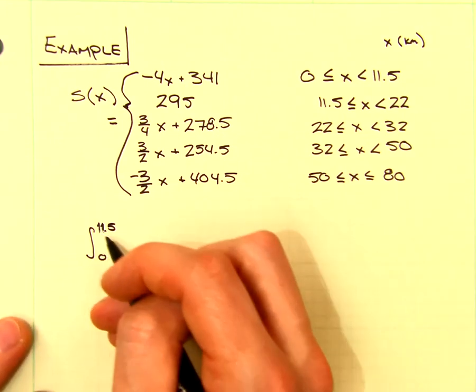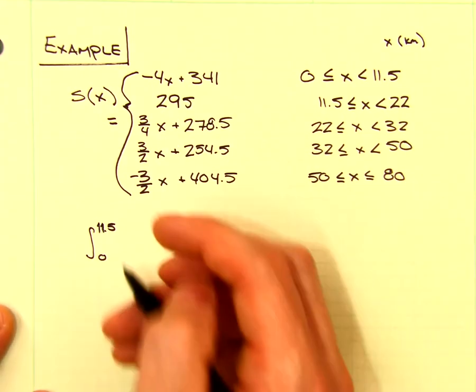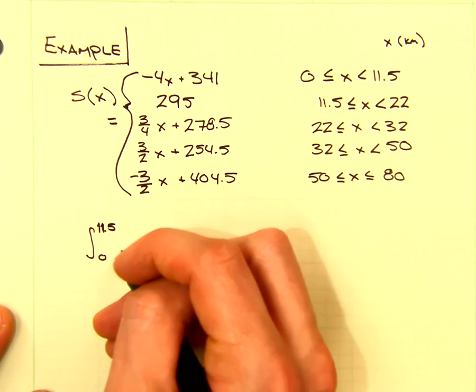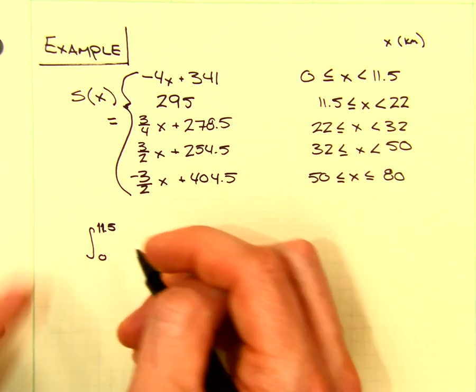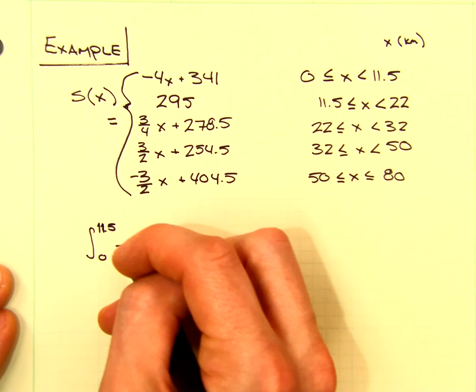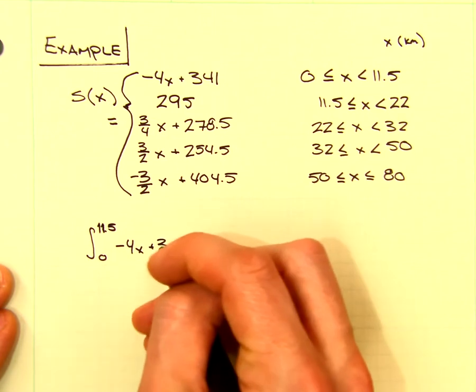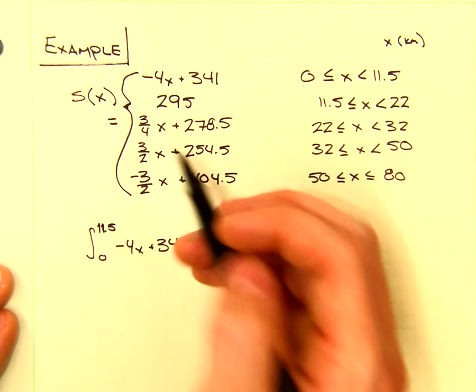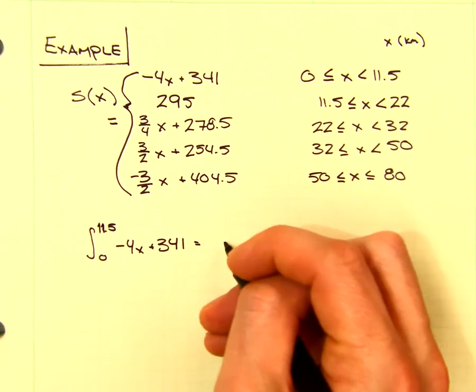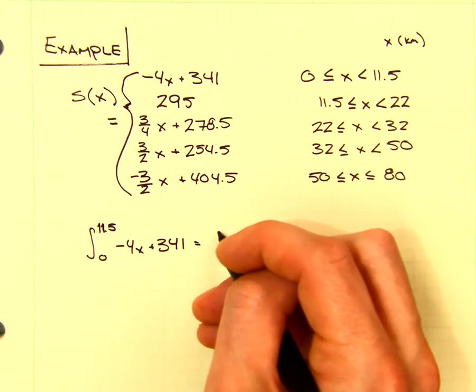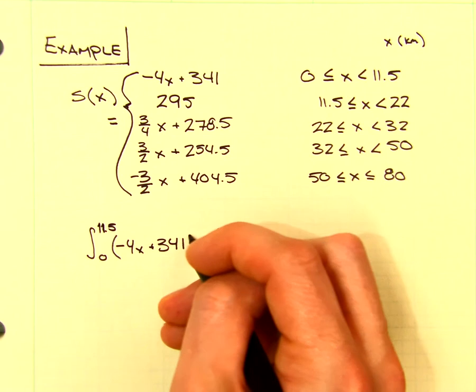Basically, since we're going to integrate this, I'm going to go from 0 to 11.5 of s of x. Now I know what that is. I know s of x over that interval is just going to be minus 4x plus 341. So now I'm just looking for that first area, right? And so I can basically just do this real quick. Oops, I forgot one thing here.